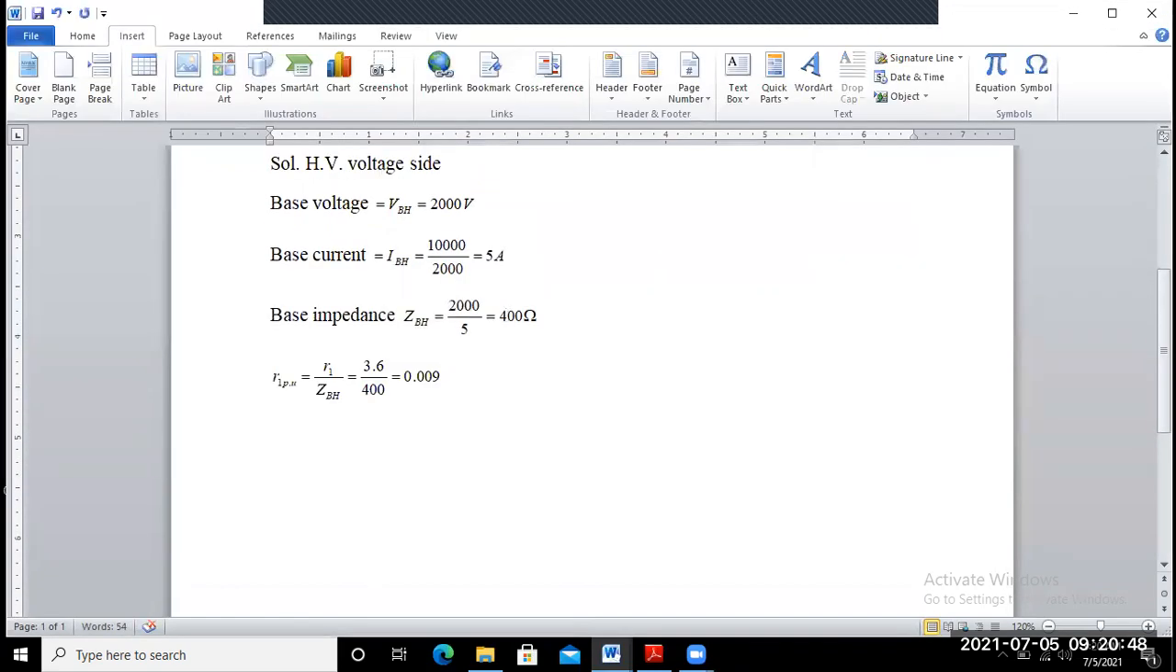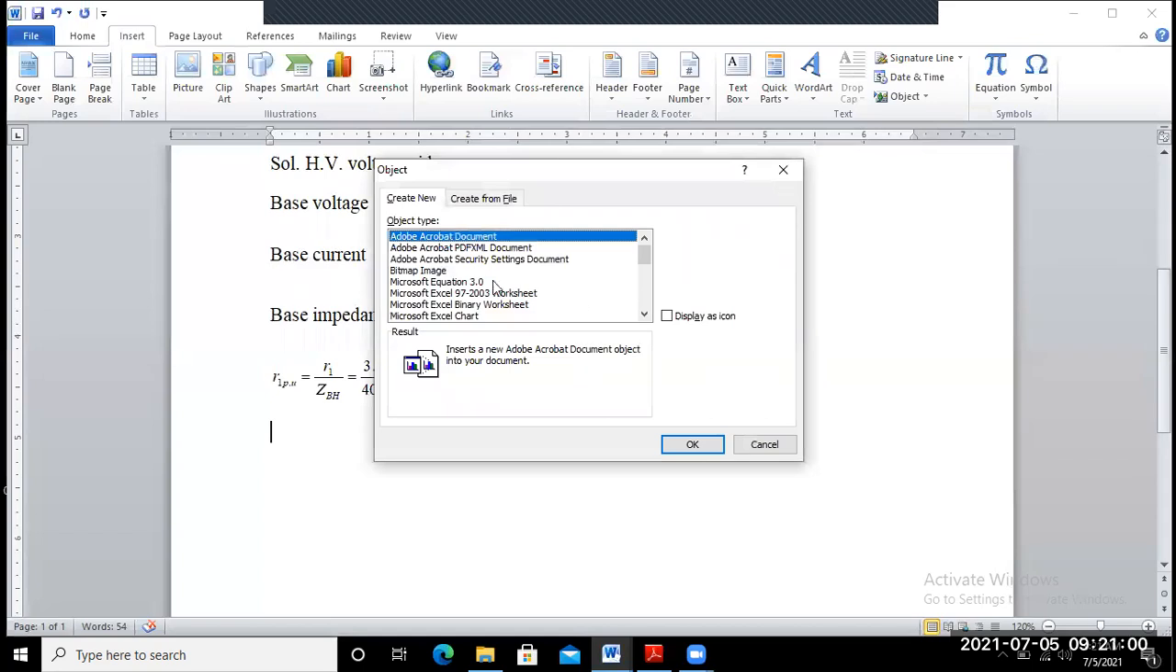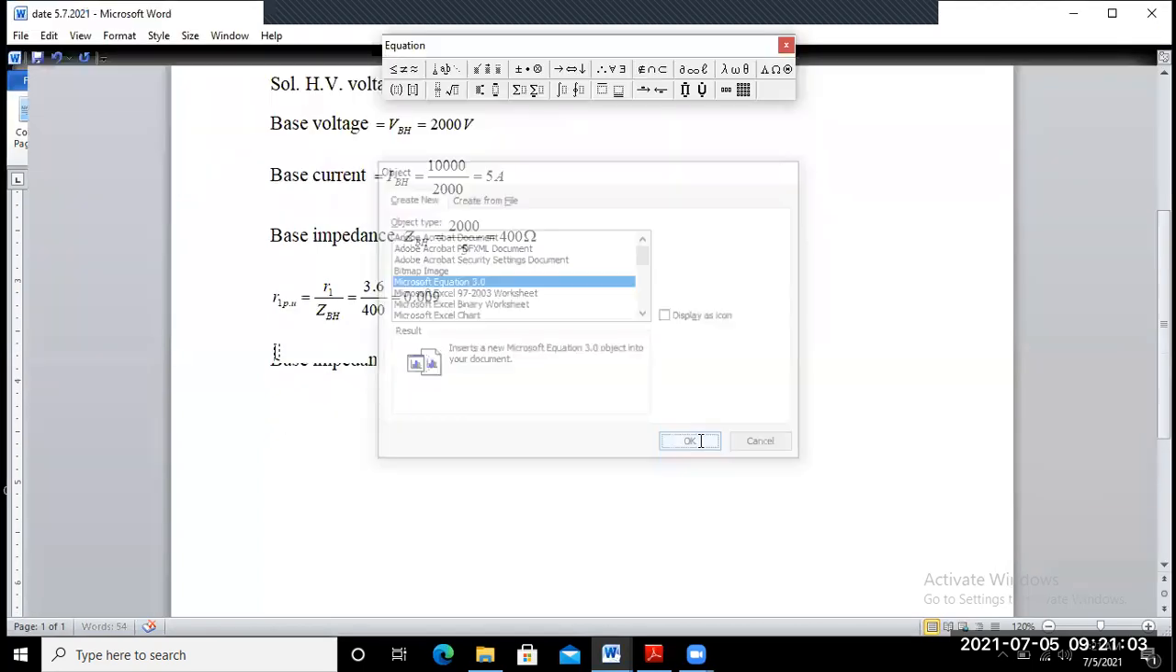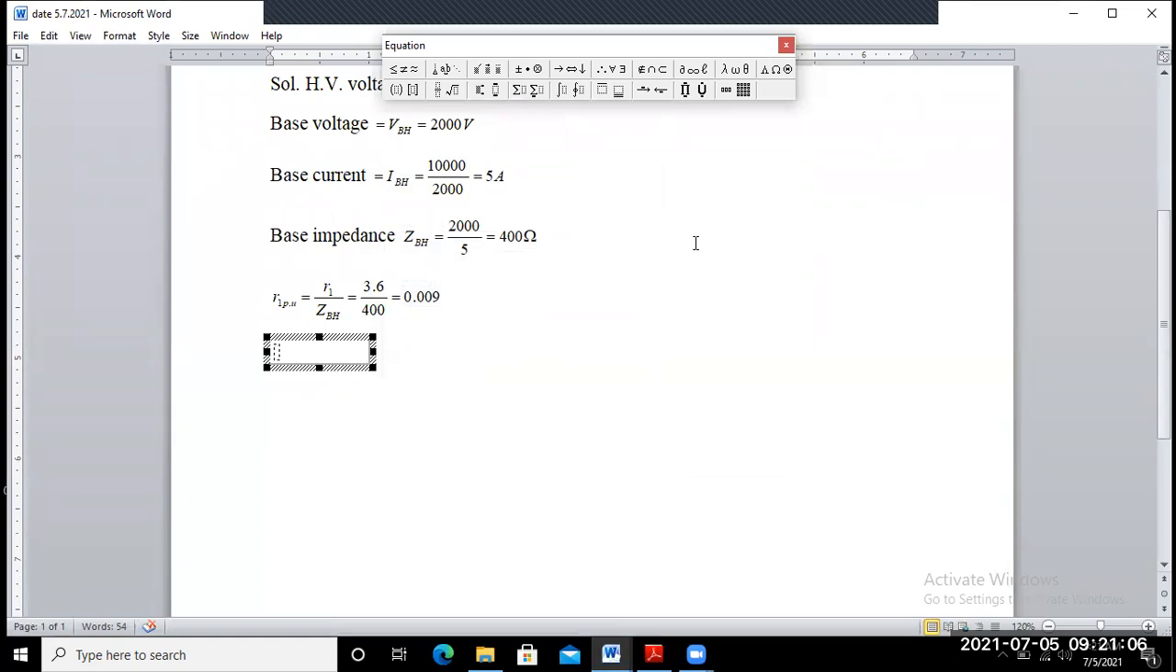Similarly, the reactance value in per unit of the high voltage side is equal to how much? That means X1 divided by base impedance. So just write the formula for the reactance value in per unit: X1 in per unit equal to X1 divided by Z base impedance, the base impedance of the high voltage side.